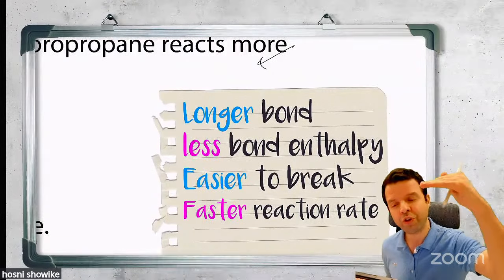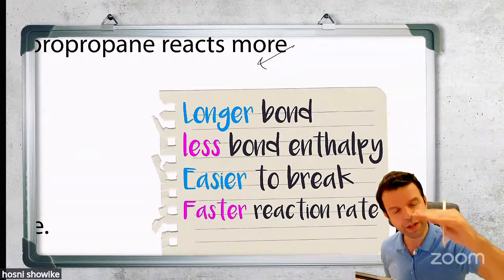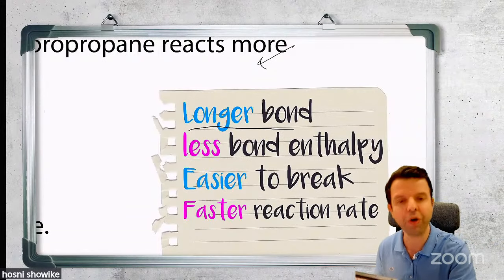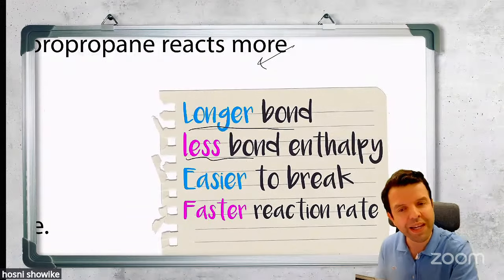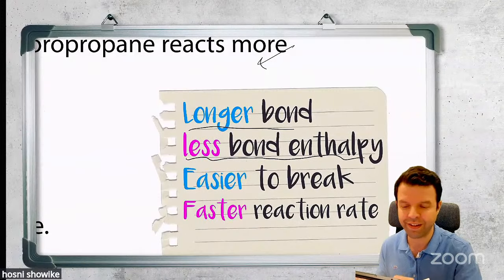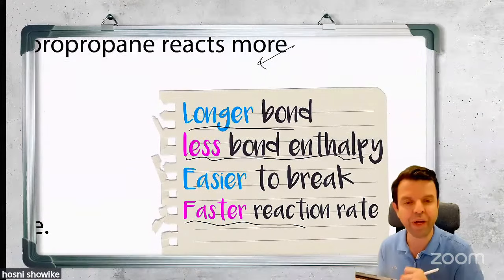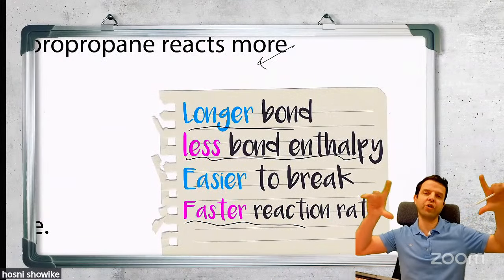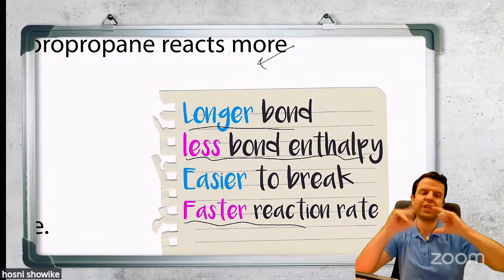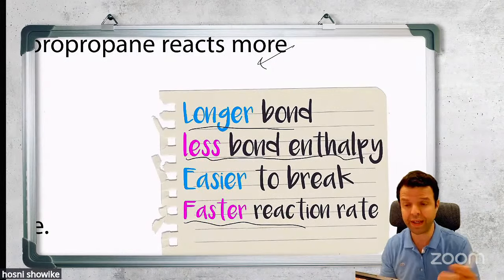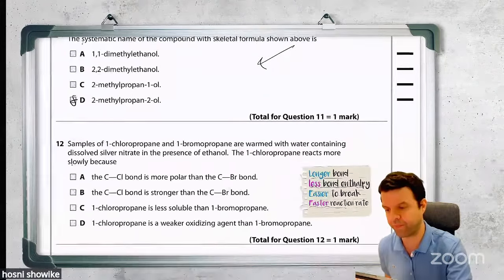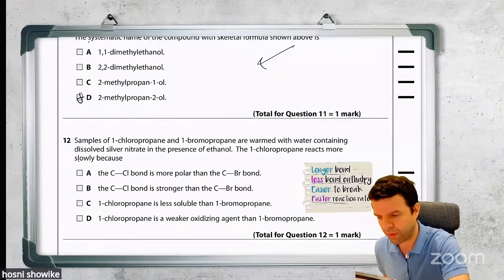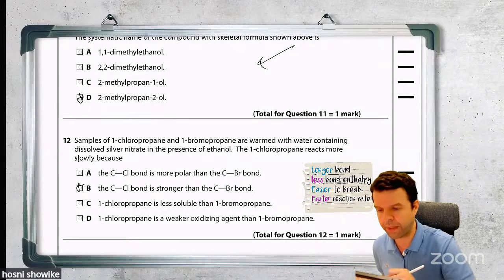So again, short bonds, let me read what I've written here. Long bonds, they require less energy to break, so that makes them react faster. And bromine has a larger radius than chlorine, so that makes it break easily and react faster. Okay?